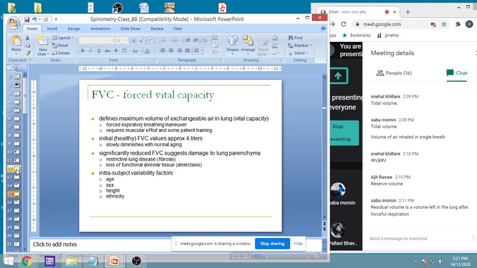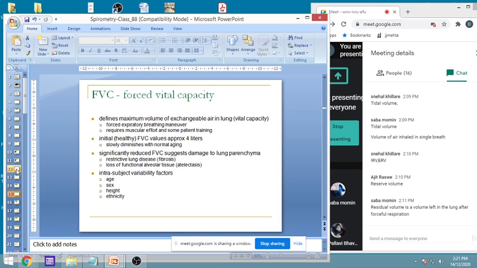various diseases. A significantly reduced forced vital capacity suggests damage to lung parenchyma, restrictive lung diseases, that is fibrosis, etc., or loss of functional alveolar tissue, for example atelectasis. These are various diseases. They are giving an idea about it.